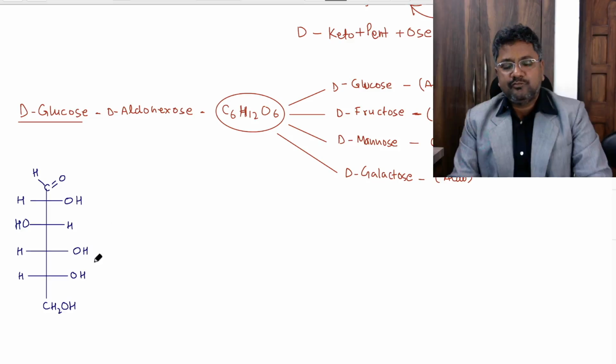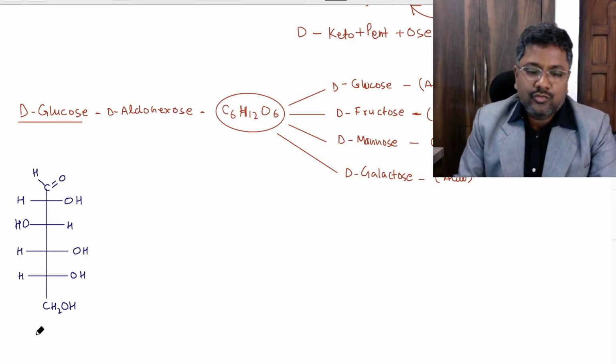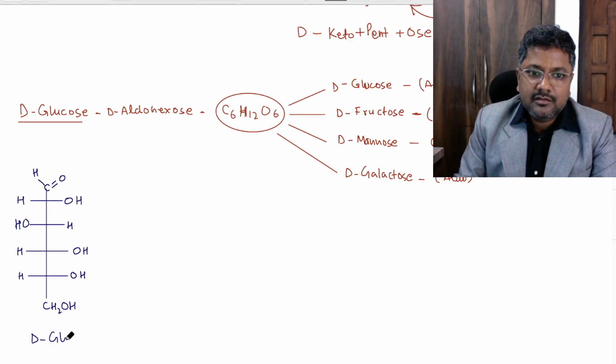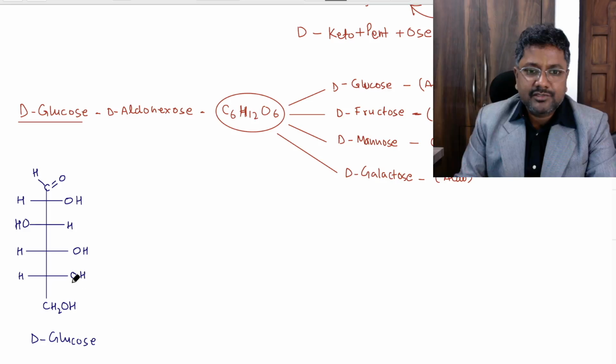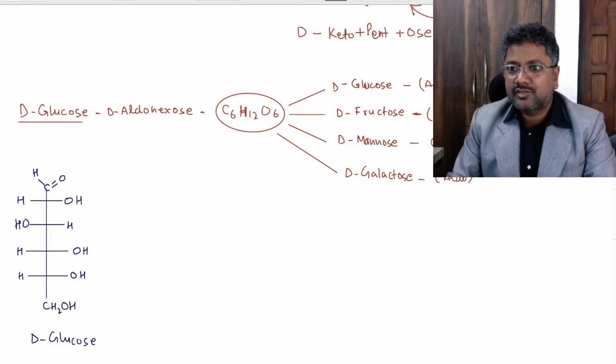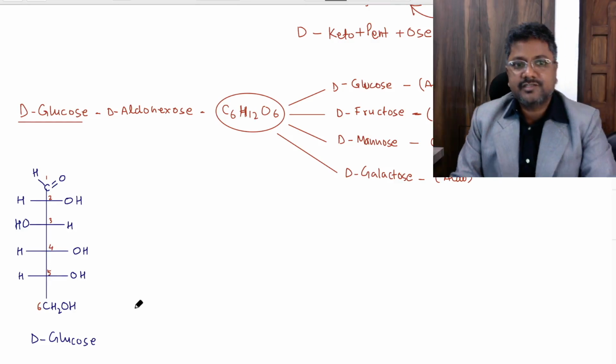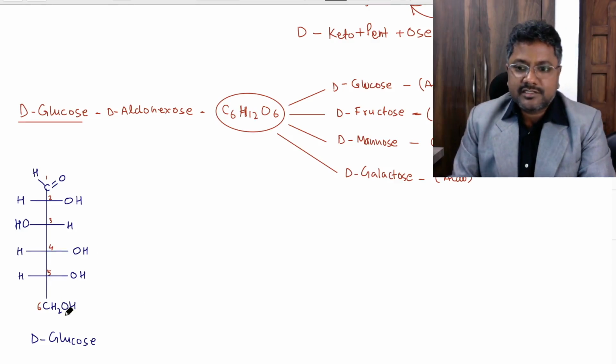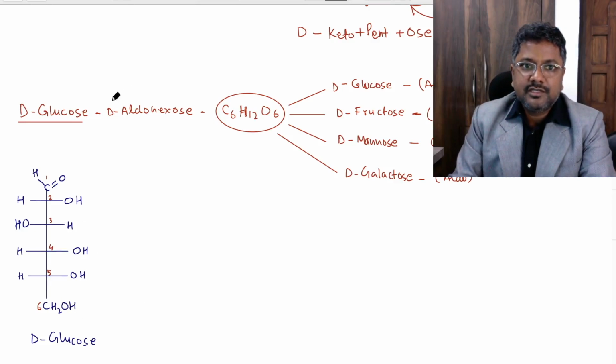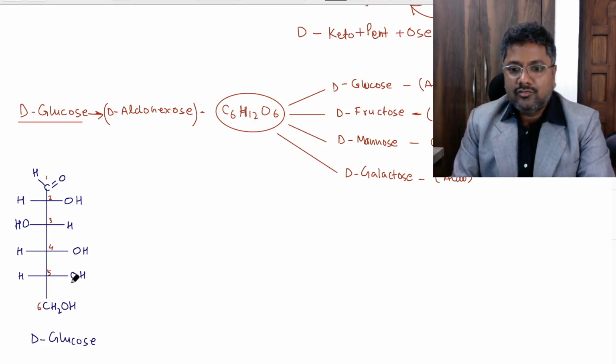See, this is the perfect structure of D-glucose. D, because this OH is on the right hand side in the Fischer projection formula. This is carbon number 1, this is carbon number 2, carbon number 3, carbon number 4, carbon number 5, and carbon number 6, right? So there are 6 carbons, an aldohexose. Glucose is an aldohexose, right? And this is D-glucose, right?